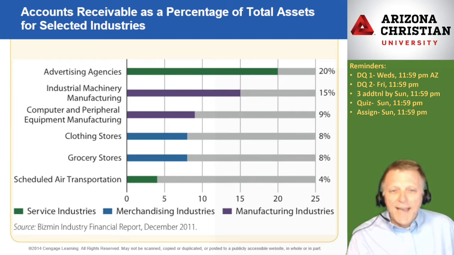Now you can see that ad agencies, for example, have a lot of their assets tied up with the accounts receivable, about 20%. Now look at the airlines, only about 4%. That's because, you as a customer, when you book a flight, you have to pay right away. Usually with a credit card, you have to pay those airlines right away. So not a lot of accounts receivable stacking up there.